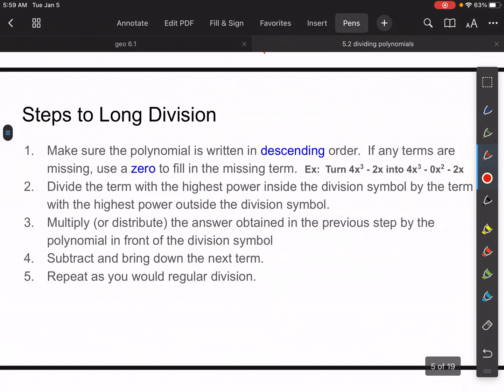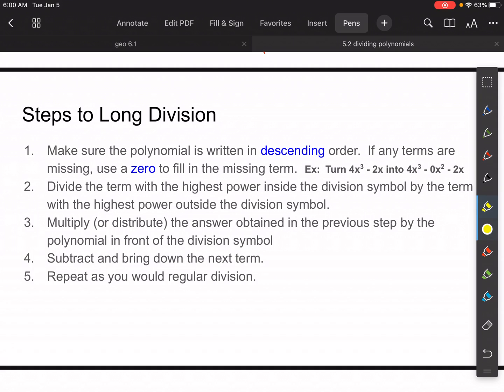Now, this is where you need to pay close attention. We're going to move into long division. There are a number of steps here for long division, so I'm going to go over them really quickly, and then we're just going to get right into it. So, steps. First of all, you're going to write the polynomial in descending order, starting with the highest degree. If any terms are missing, and this is very, very crucial that you get this, you're going to use a 0 to fill them in.